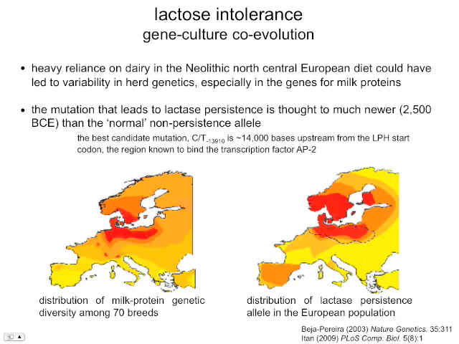Here's another detail for those that are interested. There are several mutations in lactase regulation and the lactase gene itself. The best candidate mutation is C to T 13910, that is to say, 14,000 nucleotide bases upstream from the LPH start codon, in a region known to bind the transcription factor AP2. That's a lot of jargon there. Let me break it down.